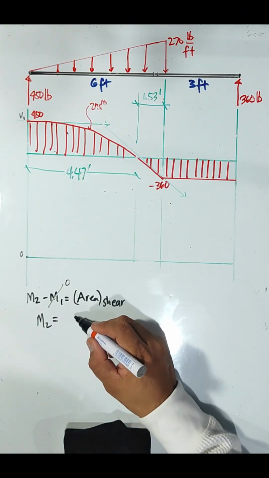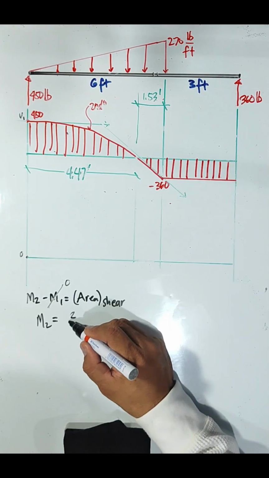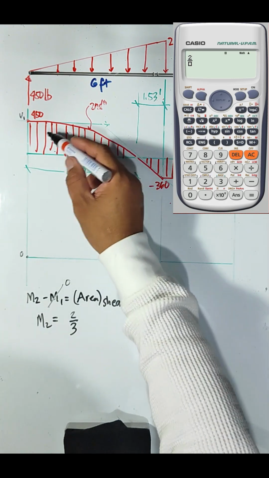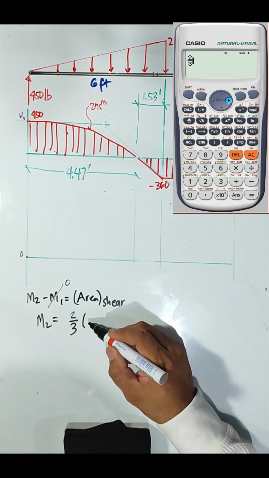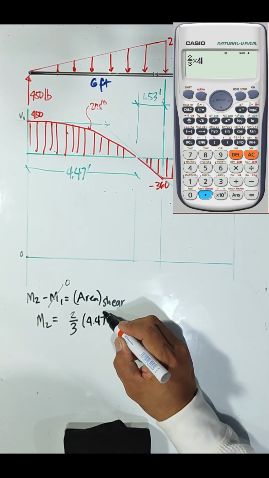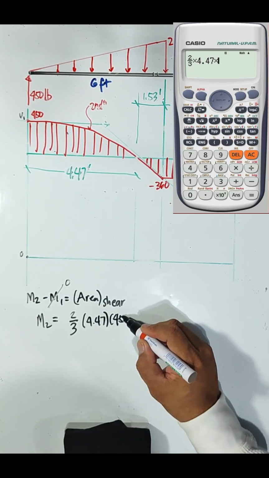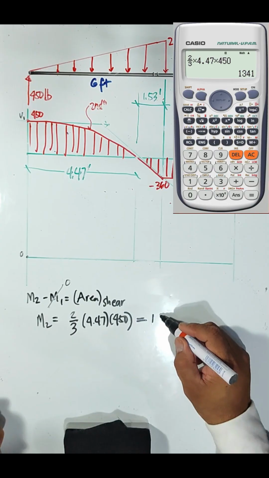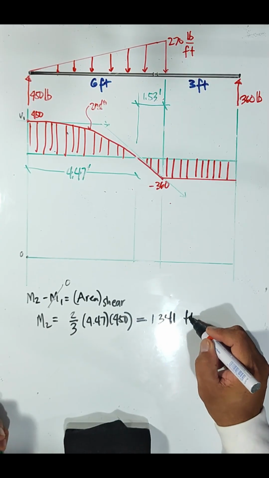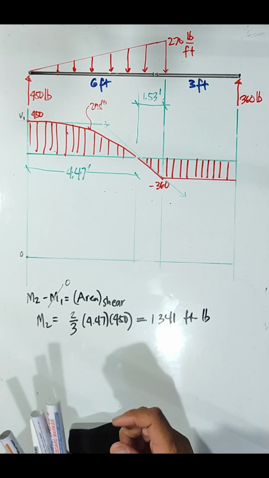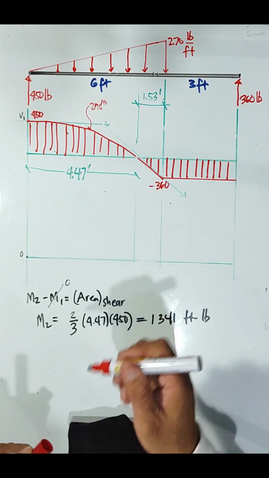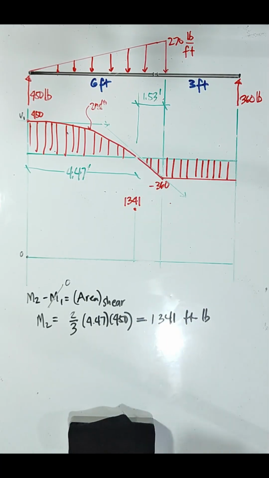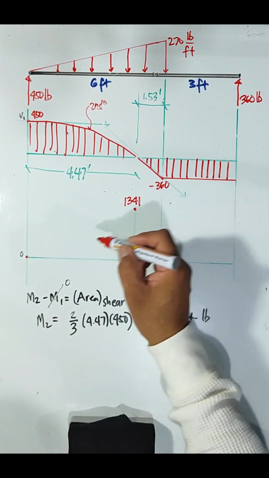Again, that will be 2/3. The 1/3 part is this one here. So this is 2/3 of the base, which is 4.47, times the height, which is 450. So this is 1,341 foot-pounds. So it is somewhere here. 1,341. Okay. So how are we going to connect these 2 points?